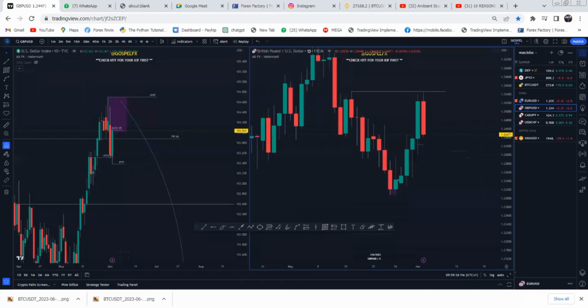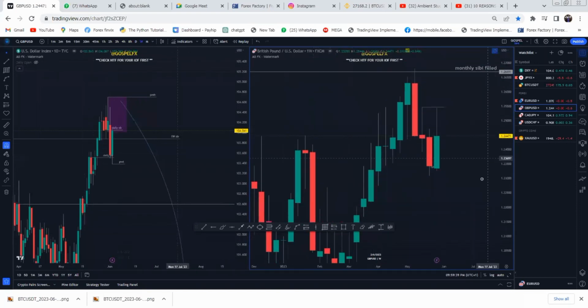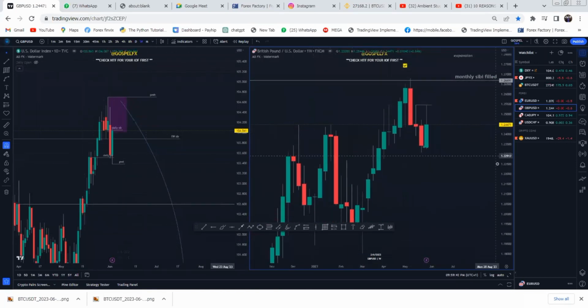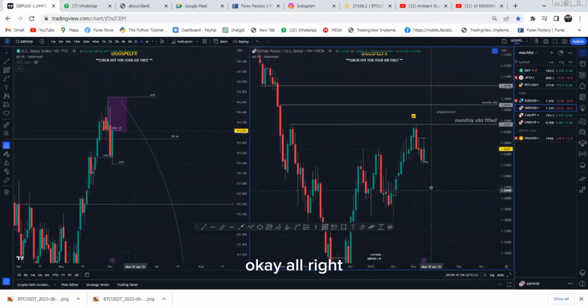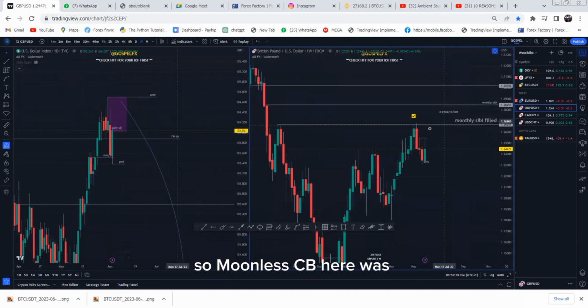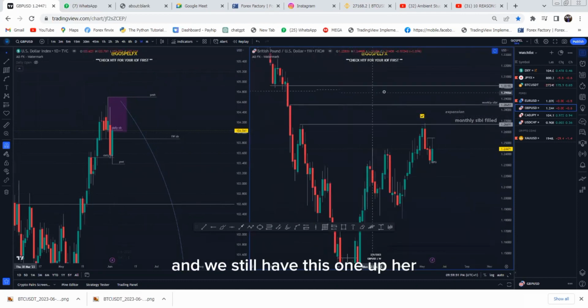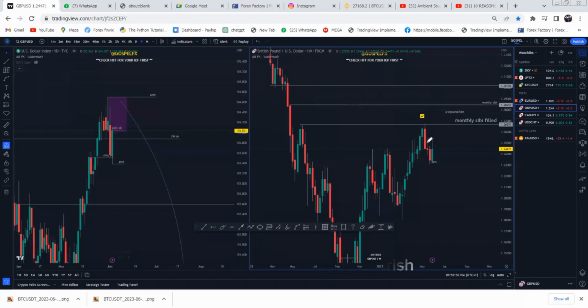Now, let me just quickly look at the weekly chart for this. It's something interesting. Okay, so this is the weekly chart here. Price took the previous weekly high. All right, so the monthly CB here was filled, and we still have this one up here. So if the dollar is going to be bearish as we outlined, then the cable might want to trade up into this BC here.